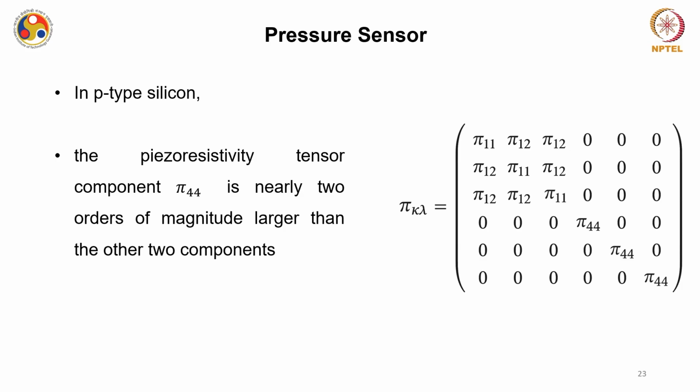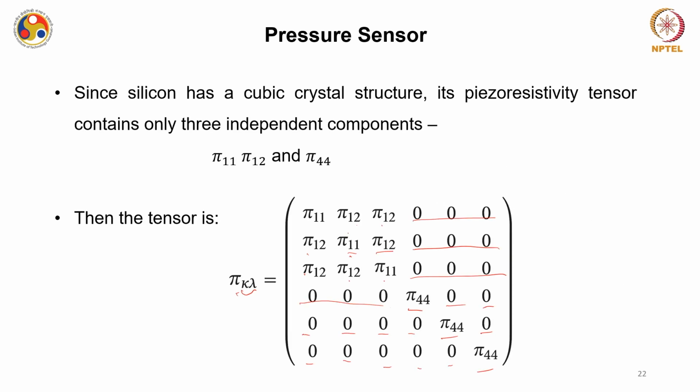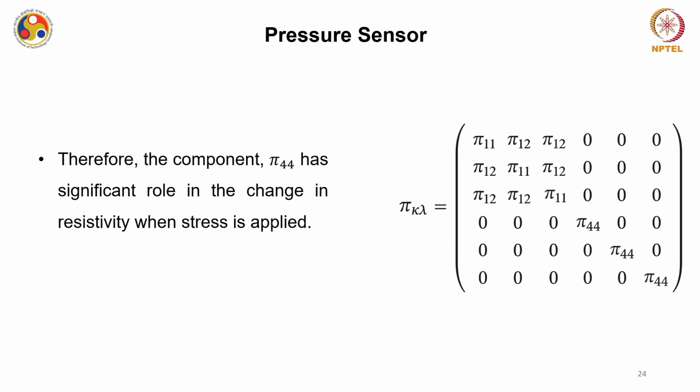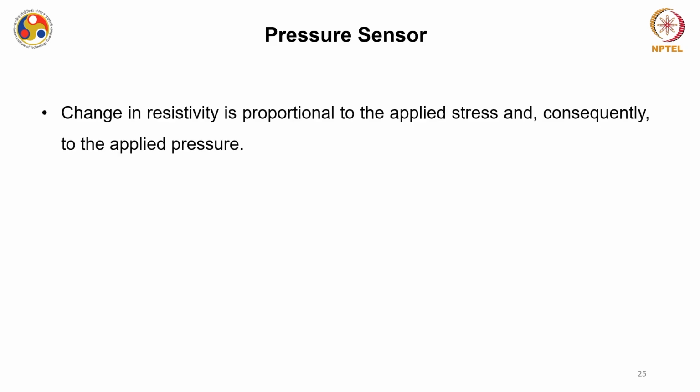Okay. So, in a p-type silicon, the piezoresistivity tensor component pi 44 is nearly 2 orders of magnitude larger than the other 2 components, and the other 2 components are this pi 11 and pi 12, and that is why pi 44 is more relevant in case of p-type silicon. So, the component pi 44 has a significant role in the change in the resistivity when the stress is applied. Now, change in resistivity is proportional to the applied stress and consequently to the applied pressure.